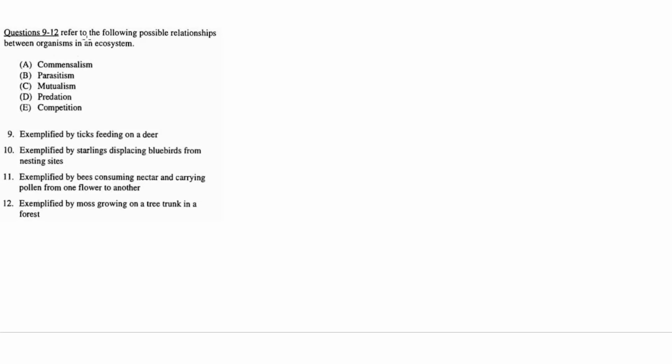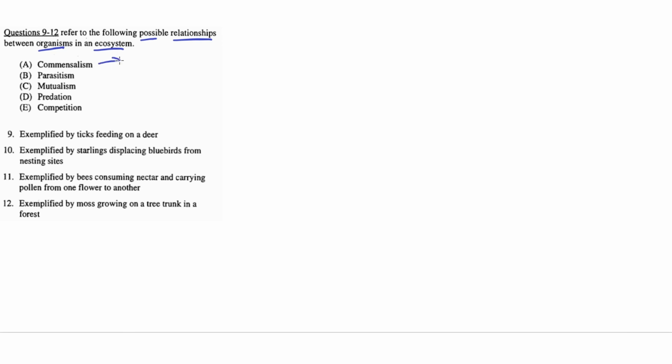Questions 9 through 12 refer to the following possible relationships between organisms and an ecosystem. A. Commensalism, B. Parasitism, C. Mutualism, D. Predation, and E. Competition. So in this question, we're asked to map 4 of these different relationships between organisms to the 4 questions down here. So to begin with, let's define each of these terms or relationships.